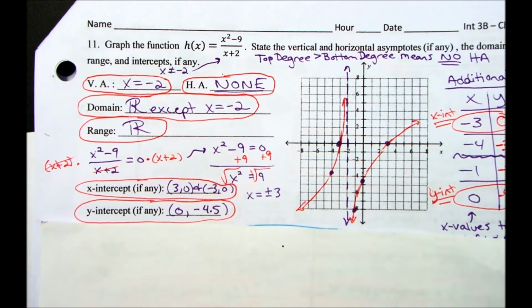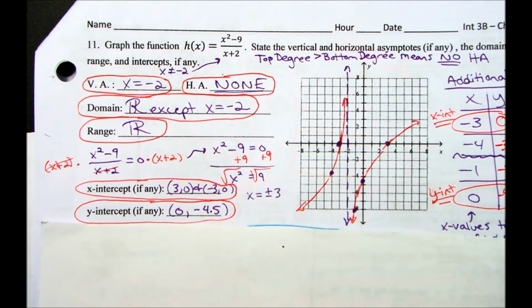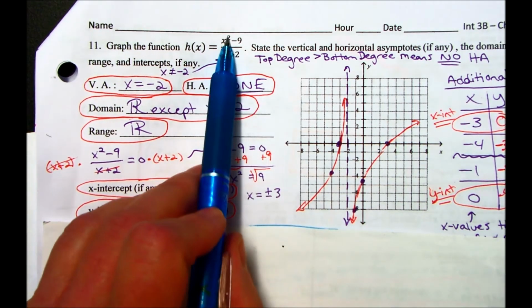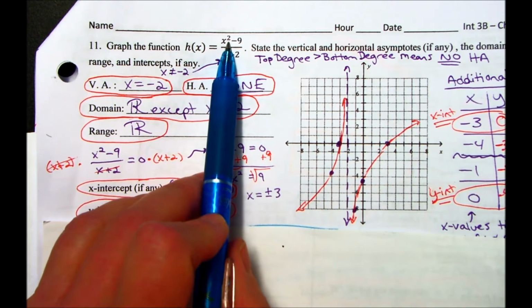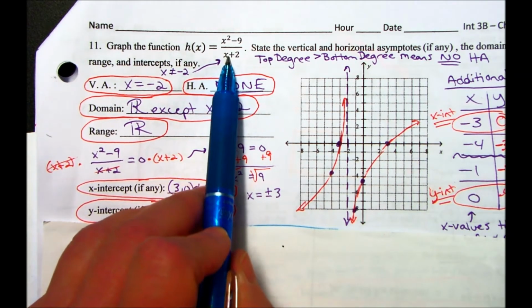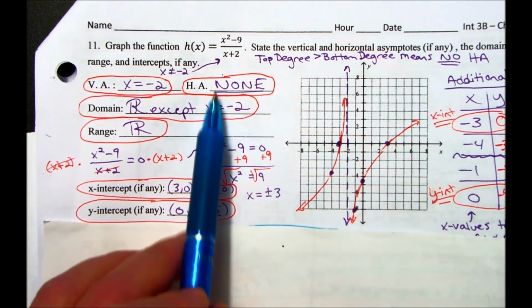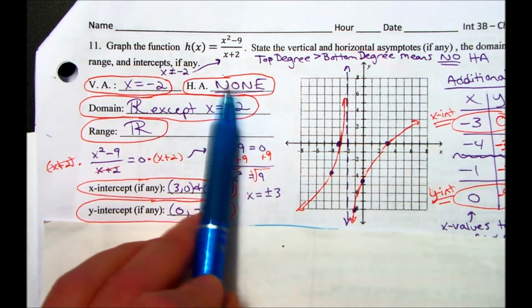So this time we're not going to have a horizontal asymptote. And again, that goes back to those horizontal asymptote rules, where if the degree of the numerator, which in this case is 2, is bigger than the degree of the denominator, which in this case is 1, then there will be no horizontal asymptote. So we would just say none for the horizontal asymptote.